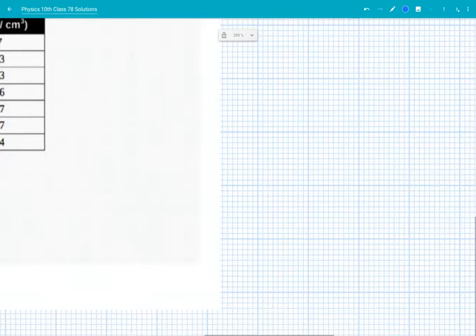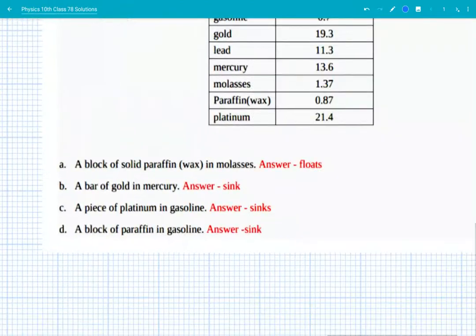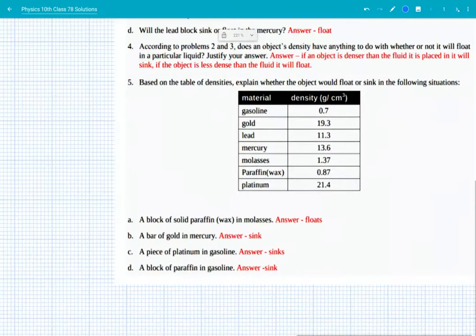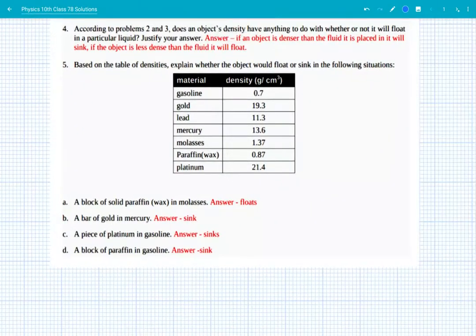Okay? Let's look at the answers to confirm. Floats, like we said. B, gold and mercury would sink. Platinum and gasoline obviously sink like a rock. And paraffin and gasoline would sink because the paraffin is more dense. And with that, we are finished with the answers.